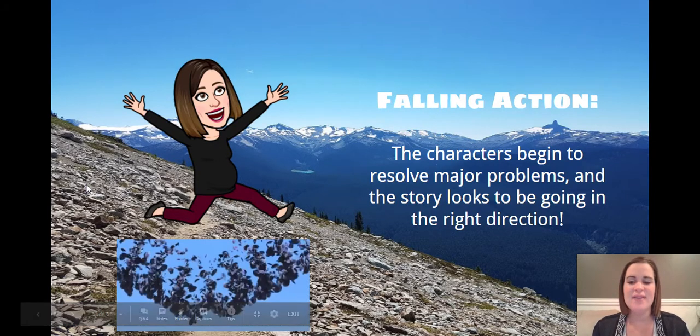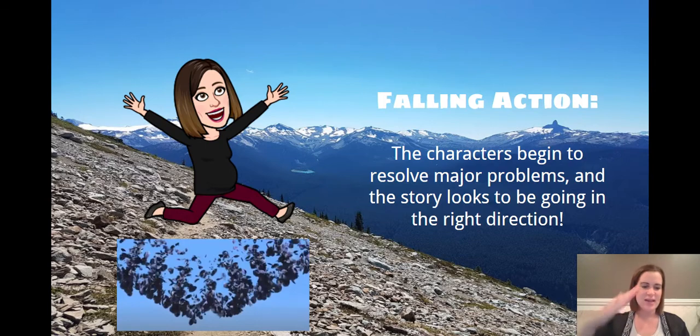Okay, and then we have the falling action. This is on the other side of the story mountain now. We're coming down. The characters begin to resolve major problems, and the story looks to be going in the right direction. So here in the story, finally the big bird falls off of the wire like the little birds wanted. You can see that it went in the right direction for the big lengthy bird, but the other birds flew up in the air and lost all their feathers.